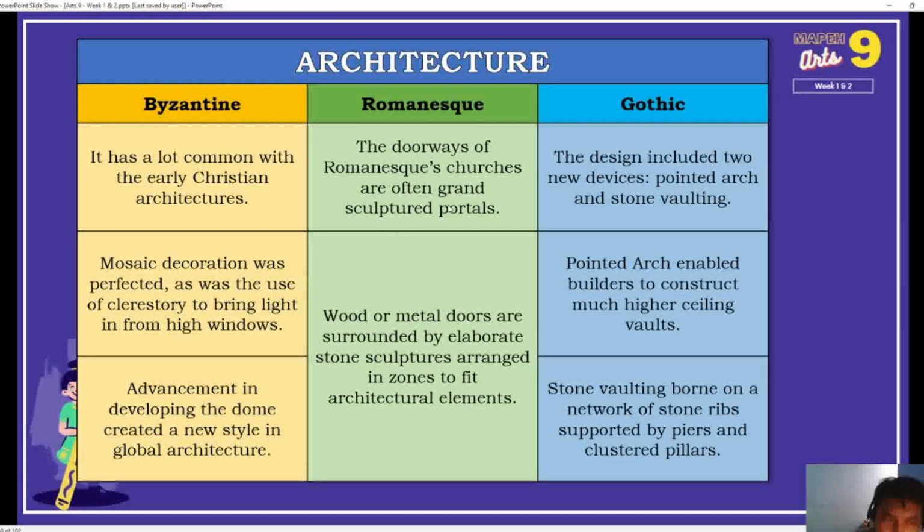For the Romanesque architecture, the doorways of Romanesque churches are often grand sculptured portals. Wood or metal doors are surrounded by elaborate stone sculpture arranged in zones to fit architectural elements. And for Gothic, the design includes two new devices, pointed arch and stone vaulting. Pointed arch enables builders to construct much higher ceiling vaults, and stone vaulting borne on a network of stone ribs supported by piers and clustered pillars.